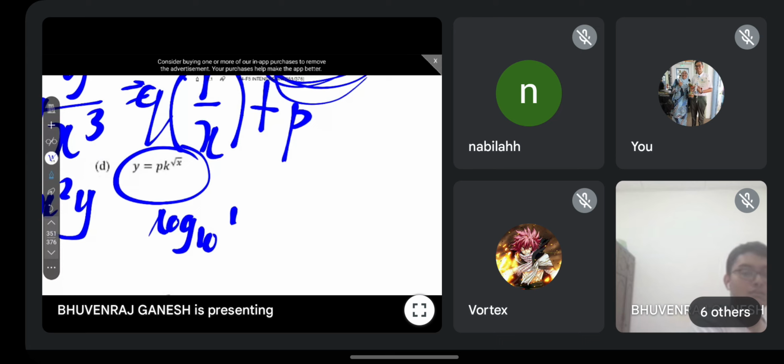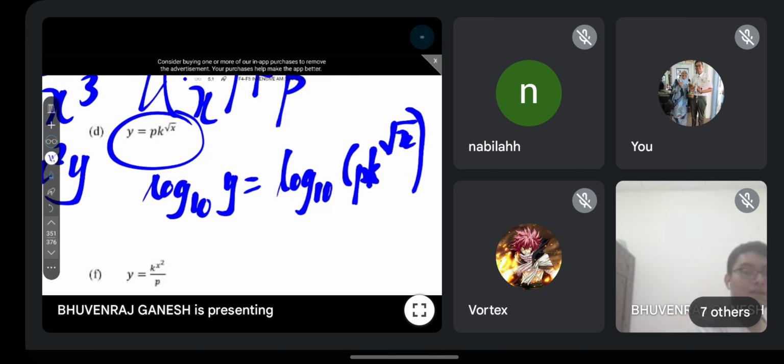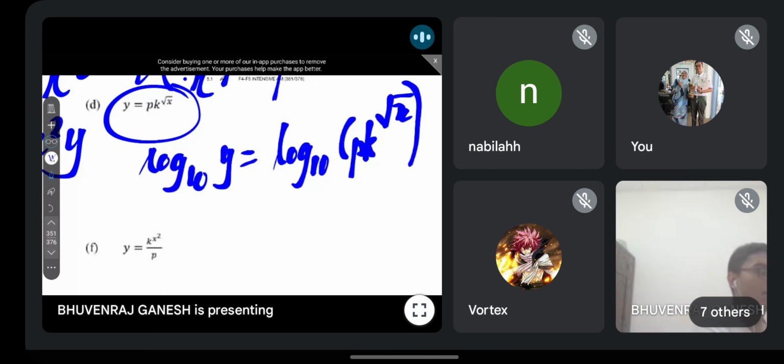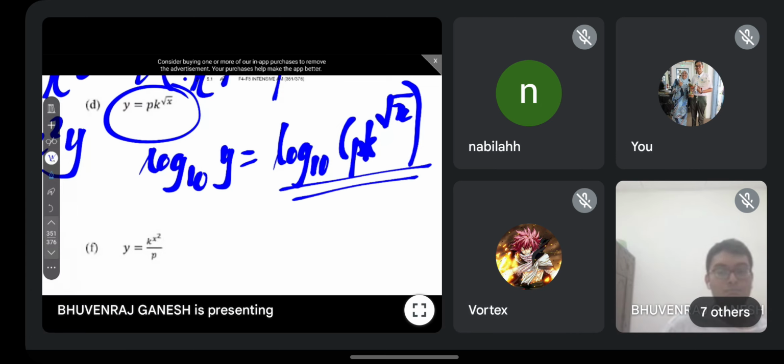Always log 10 only. So log 10y equals log 10 p k to the power square root x. Guys, what can I continue with? Apa saya boleh sambung dengan yang ni? How do I change this part? If log multiplication, what happens? This one is your chapter 4 knowledge, you know.